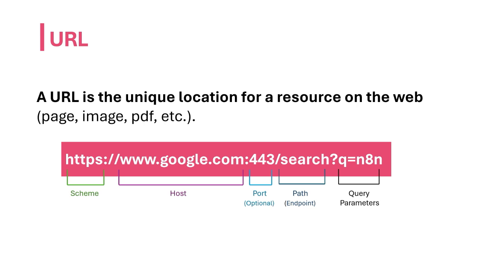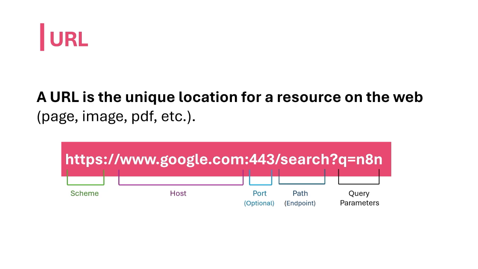Then :443, this is the port. This is the optional part, and if it is not mentioned, then the browser uses the default ports like 80 for HTTP or 443 for HTTPS. Then comes our /search. This is the path, or we can say endpoint. It points to a specific resource on the server.